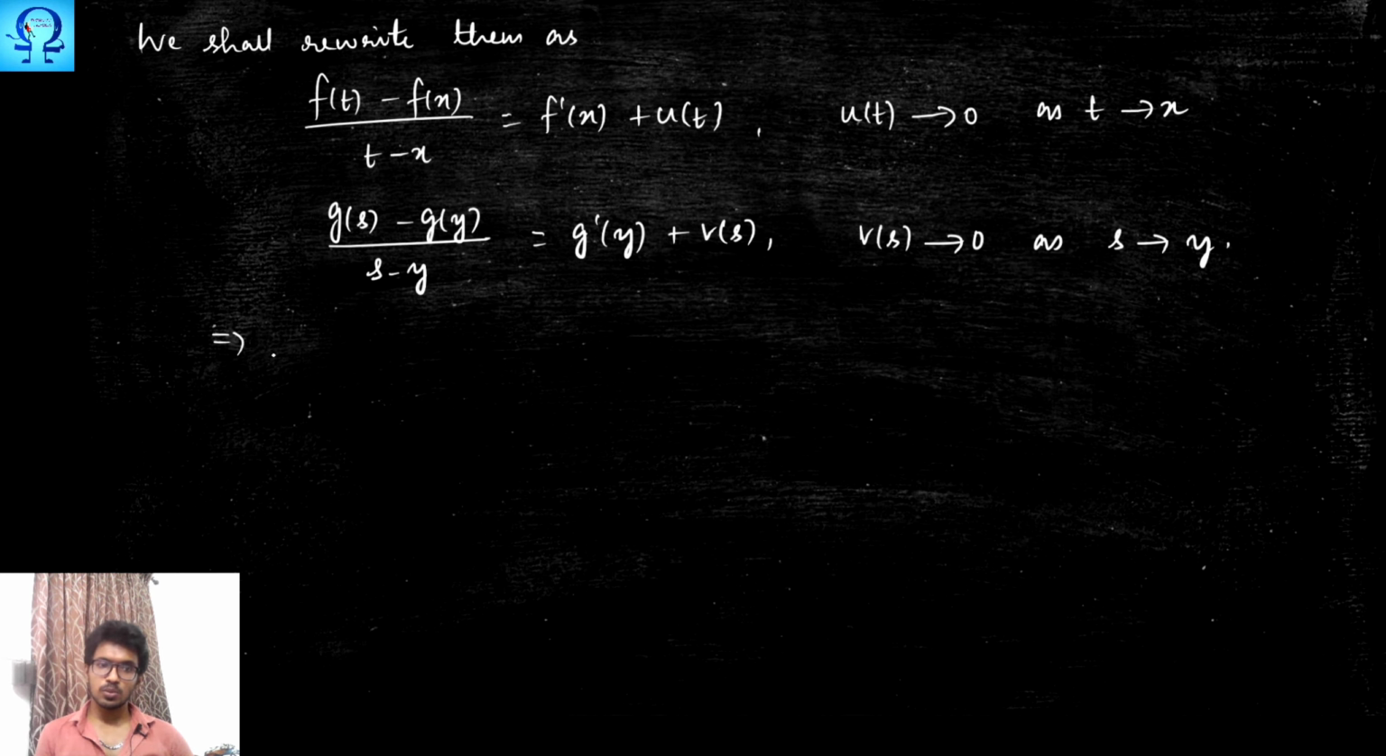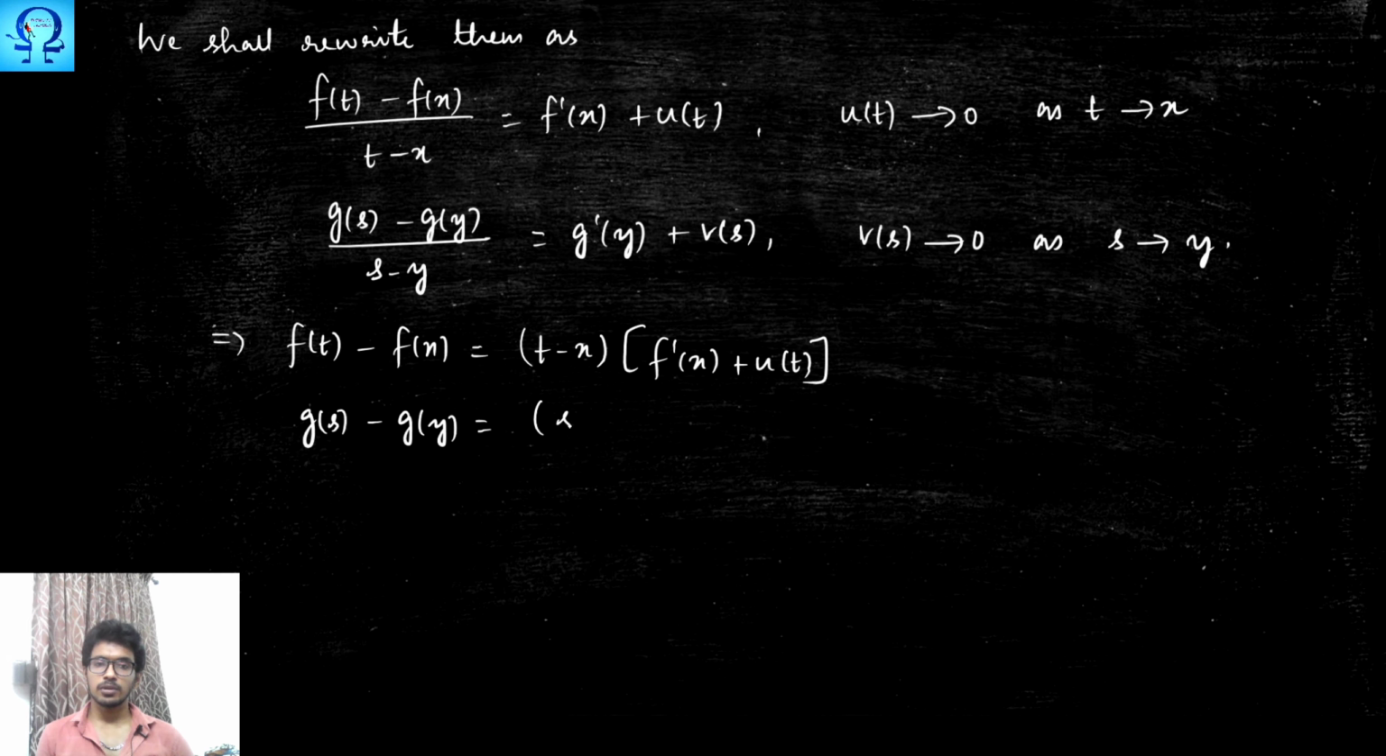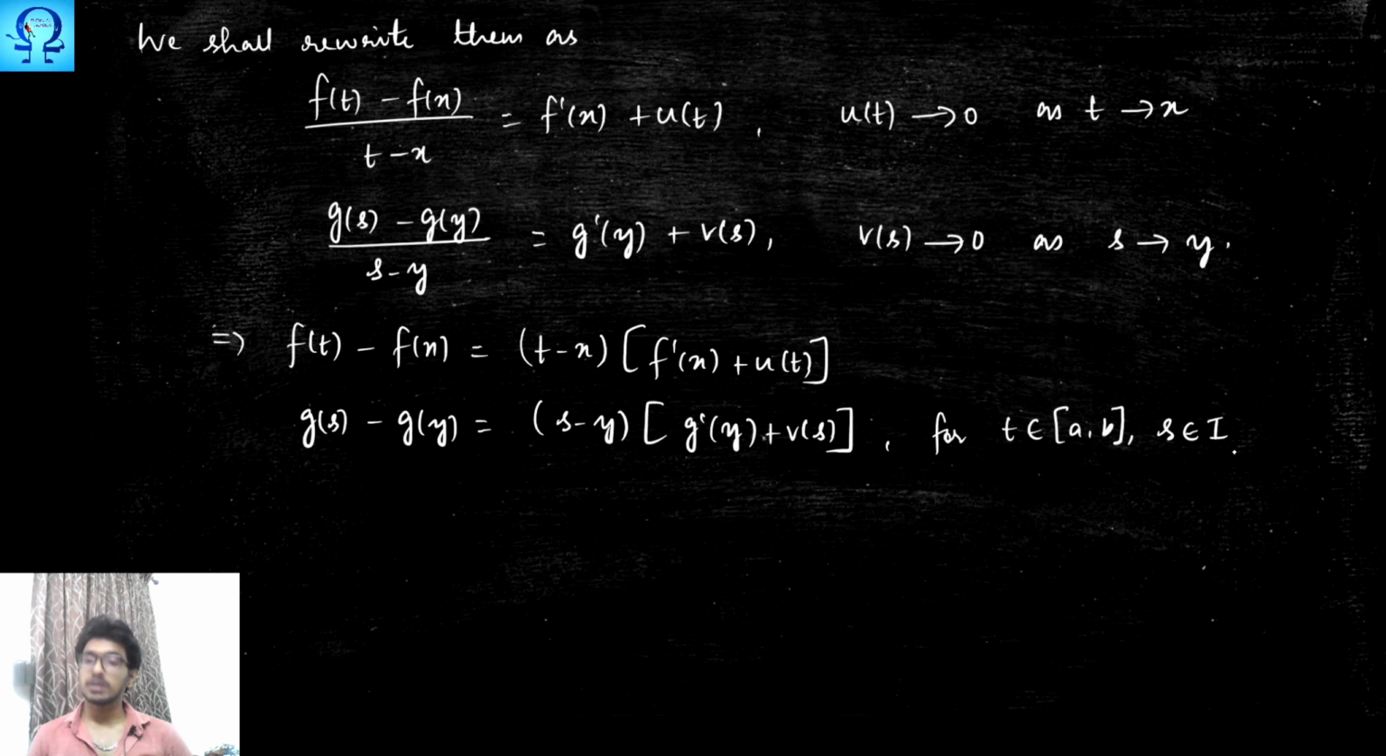From these two, we are writing that f of t minus f of x is (t minus x) times (f prime of x plus u of t), and g of s minus g of y is (s minus y) times (g prime of y plus v of s). Here these things are defined for t in the interval (a, b), and s is a member of I. We don't know what this I is, but this I contains the range of the function f. Therefore, we shall take f of t to be s.